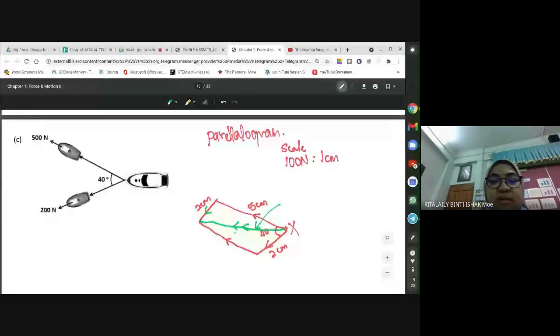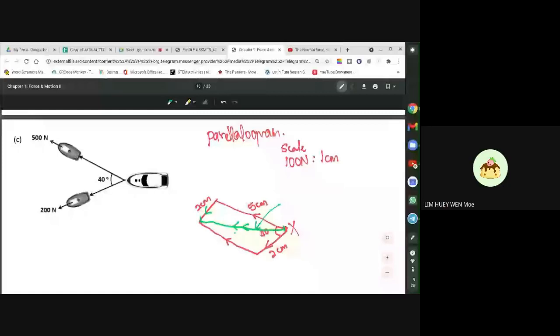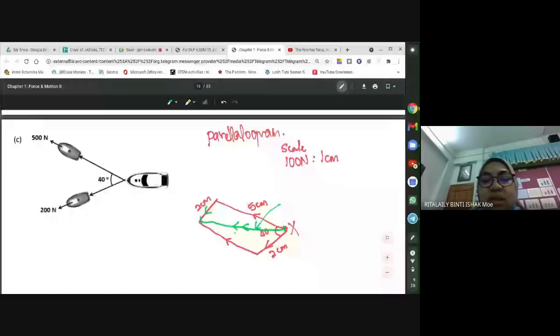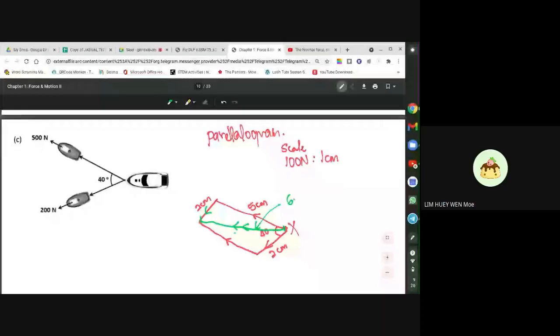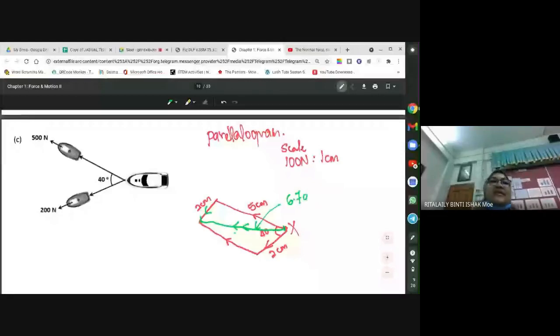Like Hui Wen just now, yes. Okay, so like Hui Wen told us, her diagram is 6.7, isn't it? Yes. Okay, 6.7 cm. After she measured the resultant force, she gets 6.7 cm. So convert it back into the force according to the scale. So we get 670 Newton.